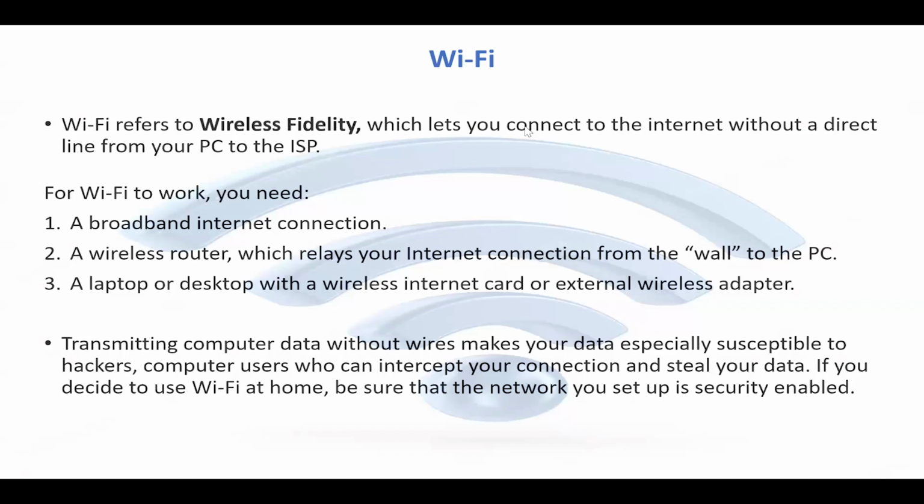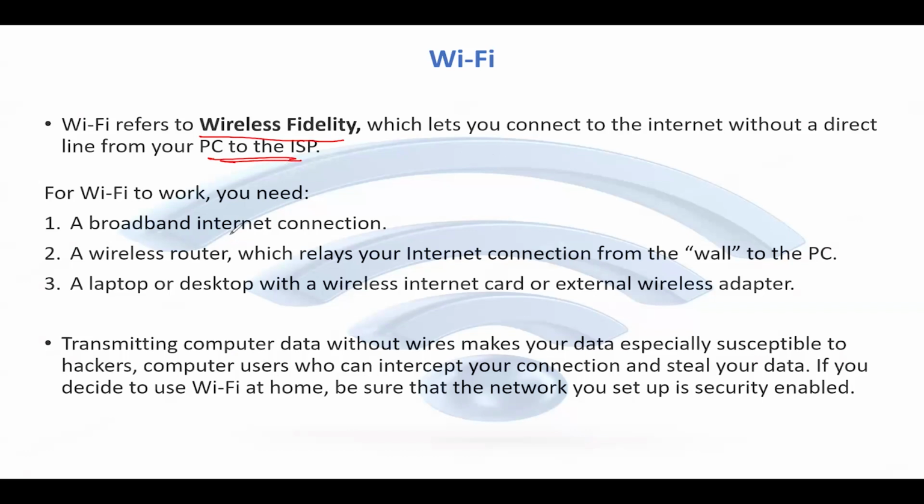Next comes your Wi-Fi. Wi-Fi, of course, we know refers to wireless fidelity, which lets you connect to the internet without a direct line from your PC or ISP, internet service provider. So you do not need to have a physical connection or a wire to be connected. You can have Wi-Fi and you can get connected to the internet. So this is another advantage or application of your networking.